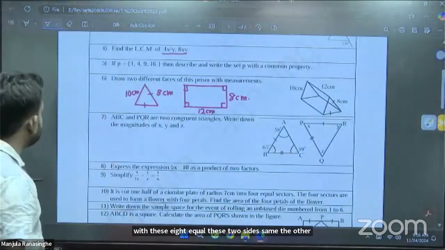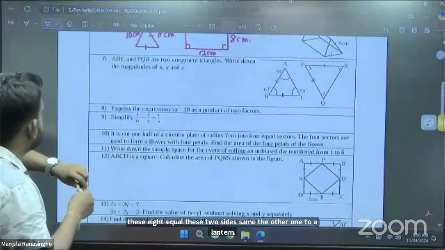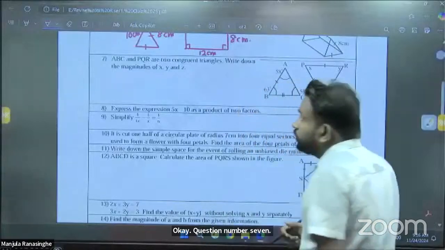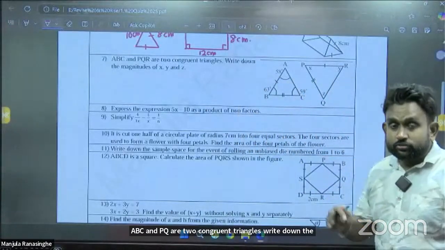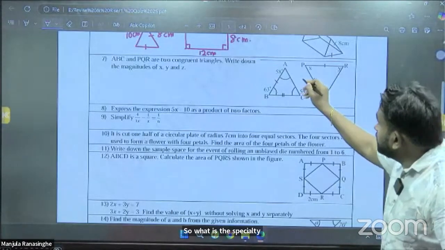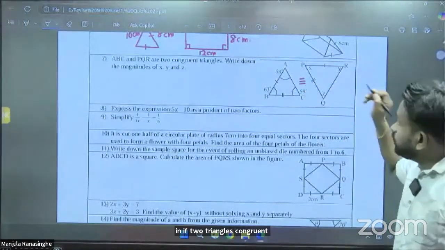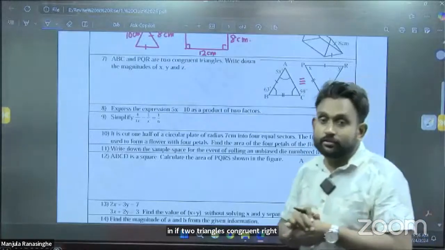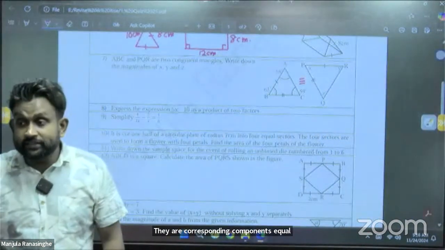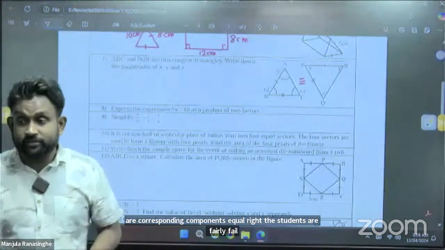Okay. Question number 7. ABC and PQR are two congruent triangles. Write down the magnitude of X and Y and Z. So what is the speciality? If two triangles are congruent, their corresponding components are equal, right? The students fail at finding the corresponding components.